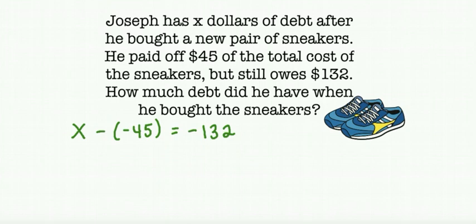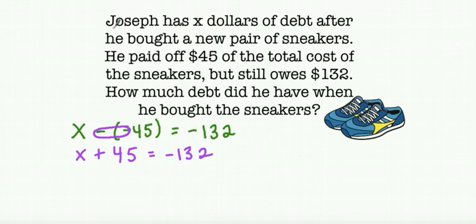And here we know that two negatives like this is a positive because a negative times a negative is a positive. And another way you could think of it is the opposite of negative 45 is positive 45. So x plus 45 is equal to negative 132.